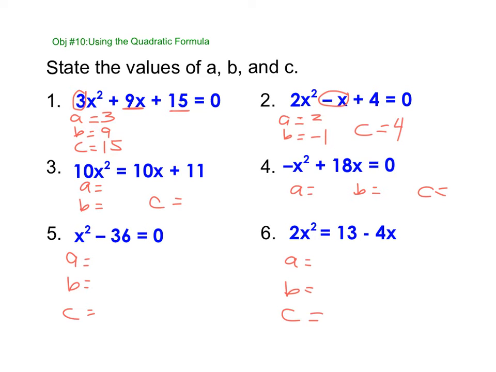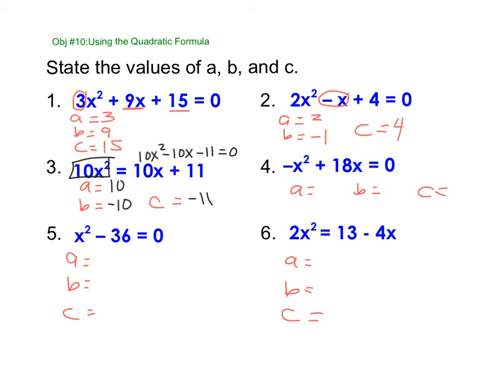Now, number 3, notice we don't have a 0, so we need to rewrite that. I usually bring everything over to where x squared is, but there are 2 answers. I'm going to make this 10x squared minus 10x minus 11 equals 0. Now, if you have negative 10x squared plus 10x plus 11, that's fine too. This is just how I wanted to do it. But you have to have a 0.